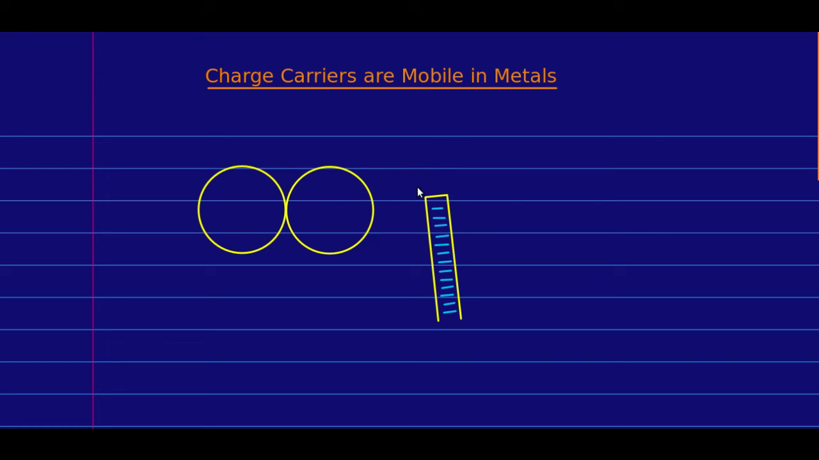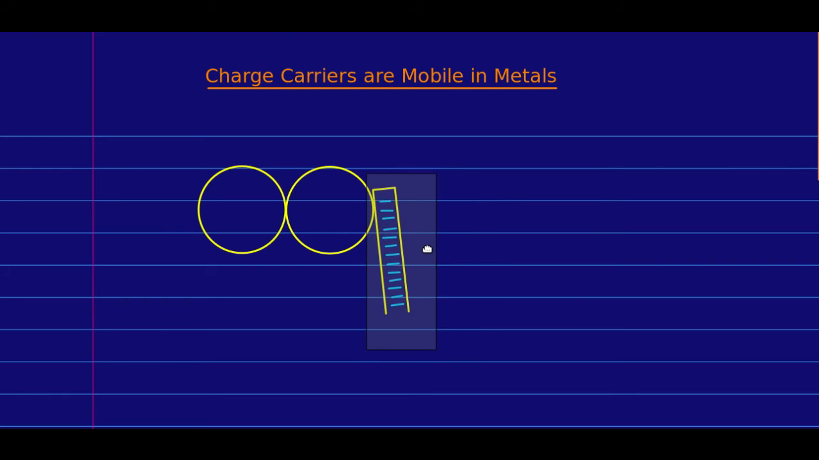Here's the negatively charged plastic rod, and here are the two metal spheres. As we'll see, the mobile charge carriers in metals are the negative ones, and so I'm only going to draw negative charges in this diagram. When we bring the rod in and touch it to the sphere, of course, as before, some charge carriers are transferred from the rod over to the sphere.